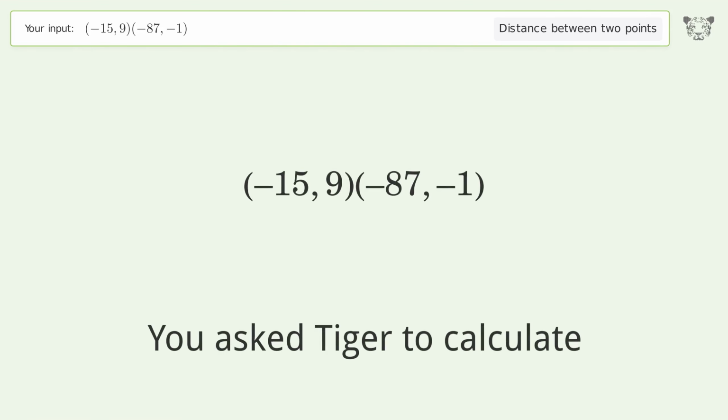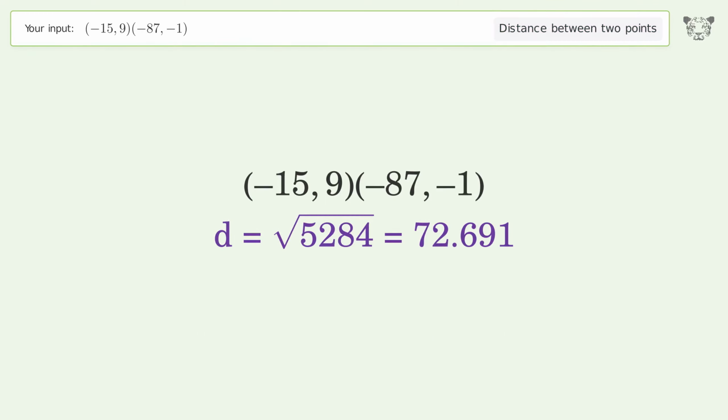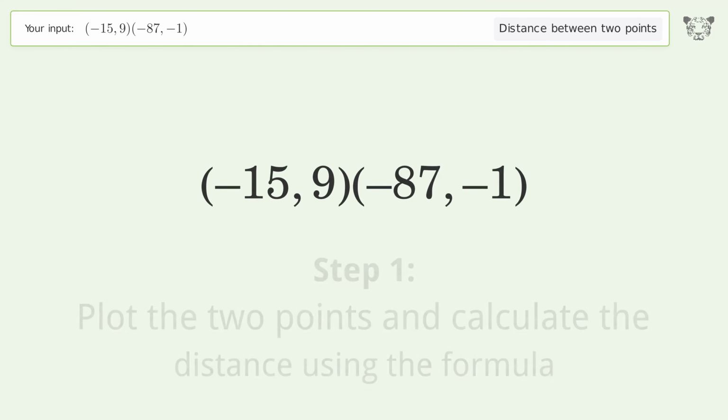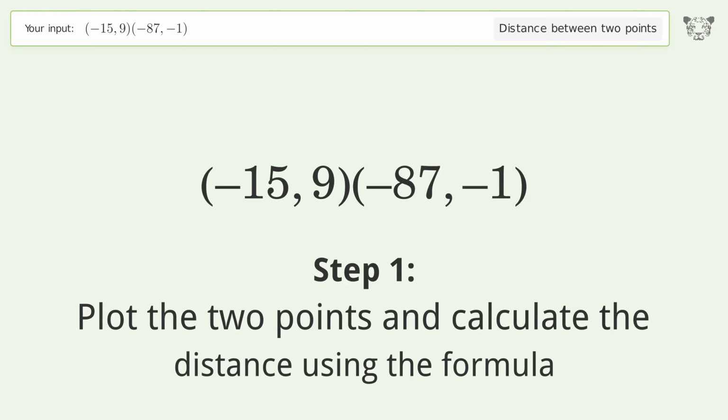You ask Tiger to calculate. This deals with the distance between 2 points. The distance between the 2 points is the square root of 5,284, or 72.691. Let's solve it step by step. Plot the 2 points and calculate the distance using the formula.